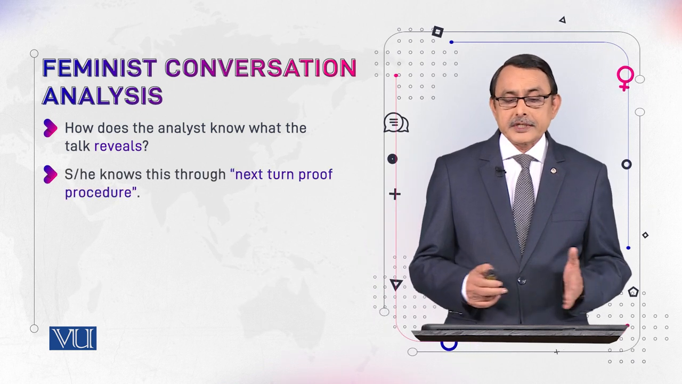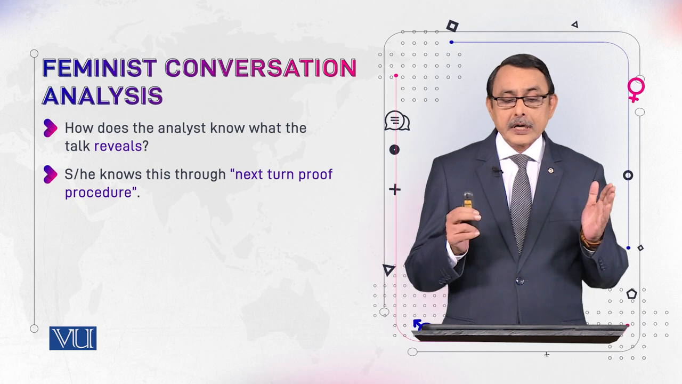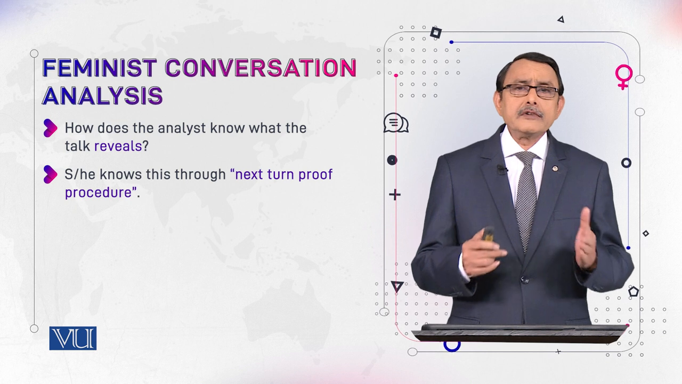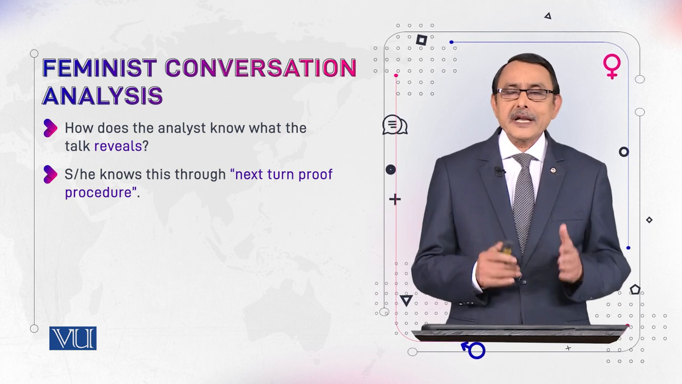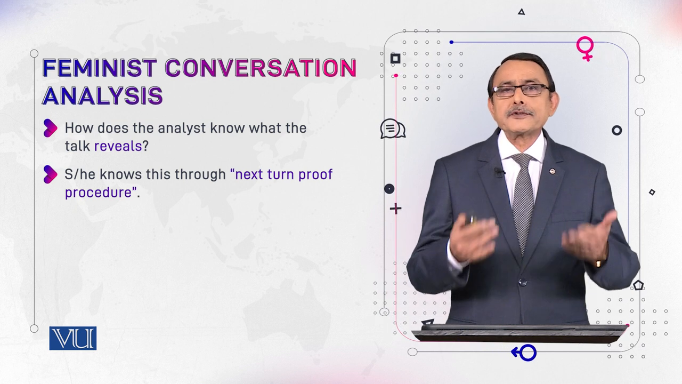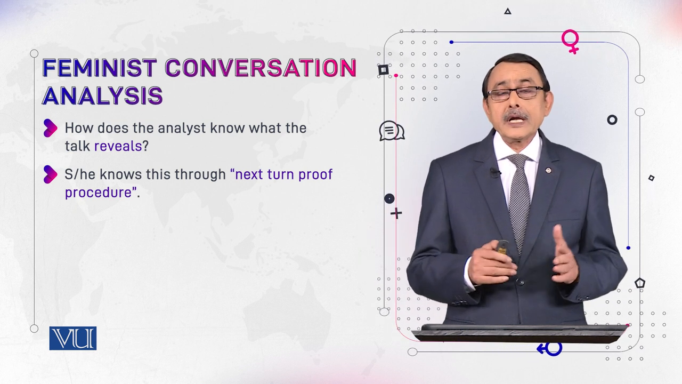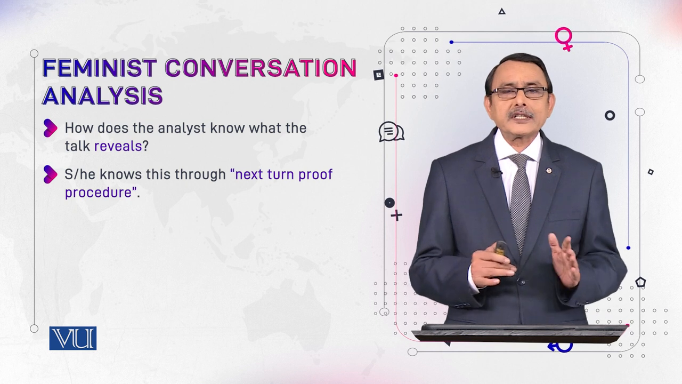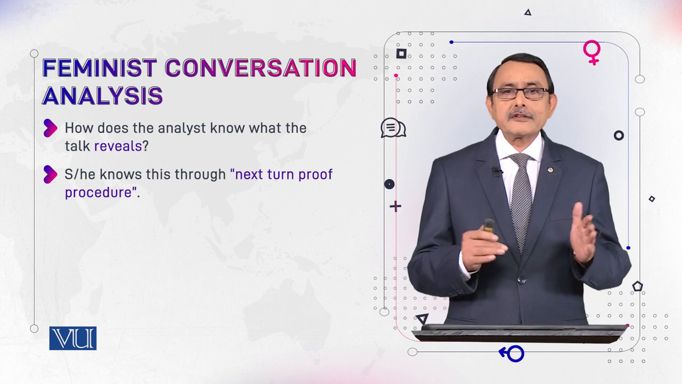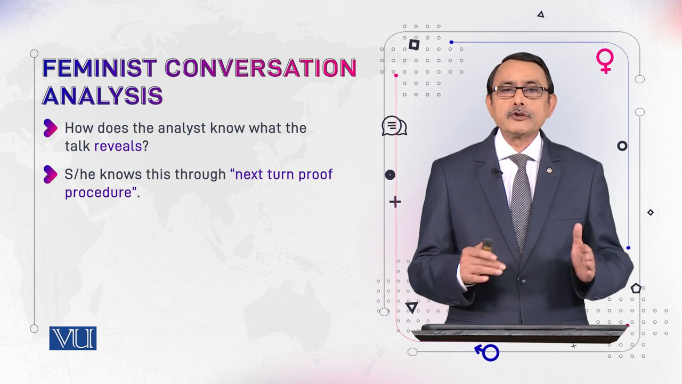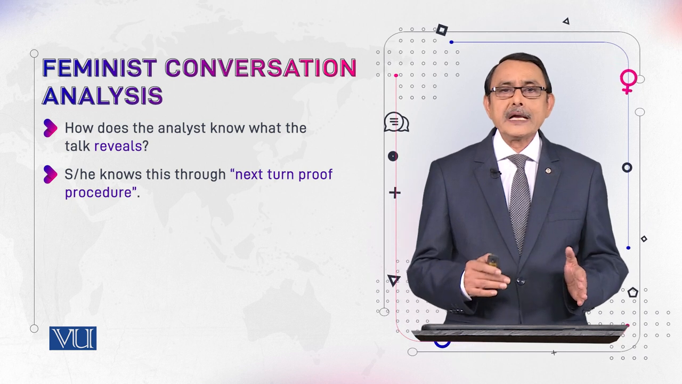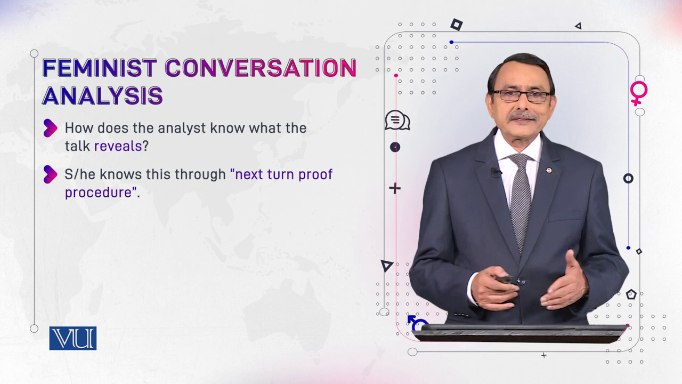He, she knows this through next turn proof process. Now, how can we know that the addressee has understood what the speaker has told? Because no reference to background, etc., is given. For this purpose, feminist conversation analysts have introduced a procedure, and that procedure of analysis is known as next turn proof analysis.